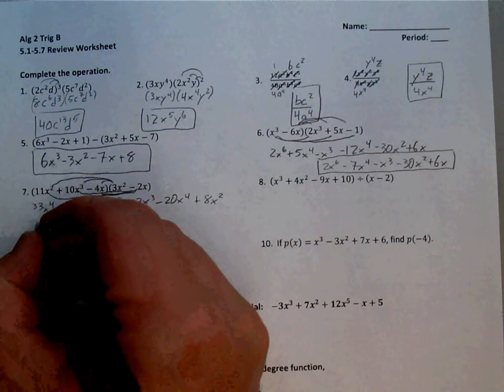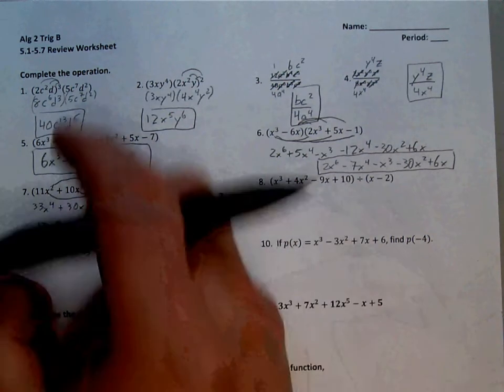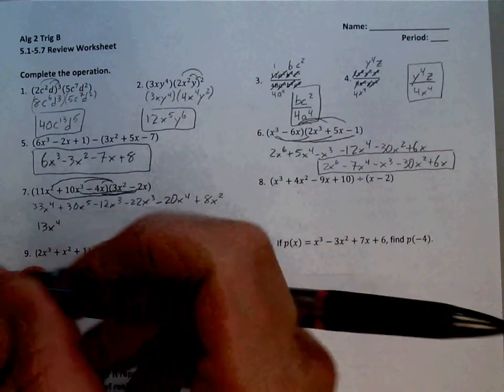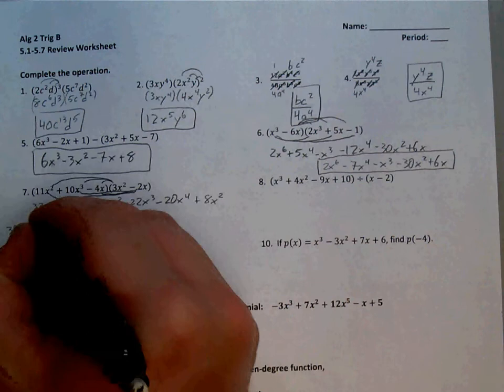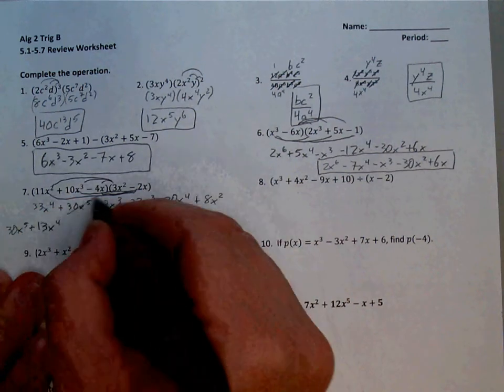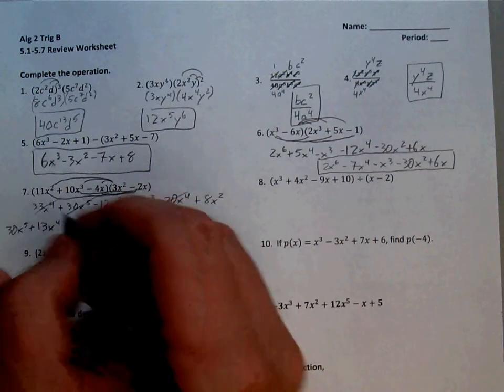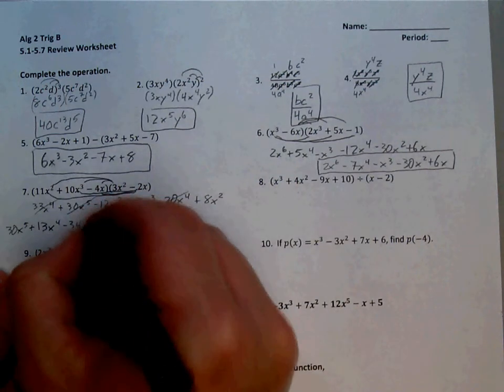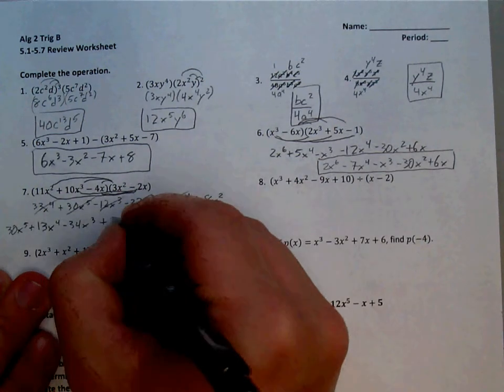So 33 minus 20 is 13, 13x to the 4th. Oh, I forgot I have an x to the 5th. That should have gone first. Maybe I'll just slide it in front. So 30x to the 5th. Okay, now negative 34x cubed plus 8x squared.